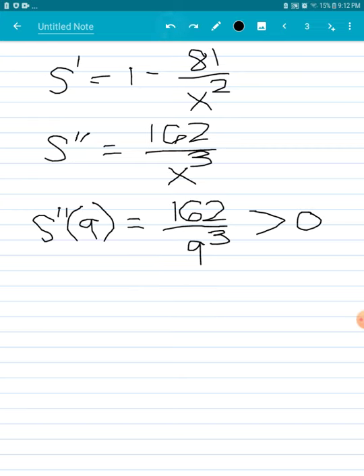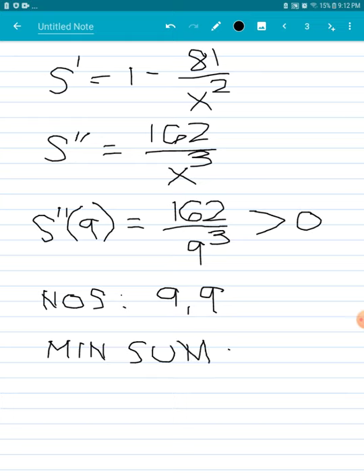So let's just conclude by writing down our final answers. So the two numbers that would minimize the sum are 9 and 9. And we just write or say that the minimum sum, if asked, is 18. And that's it.